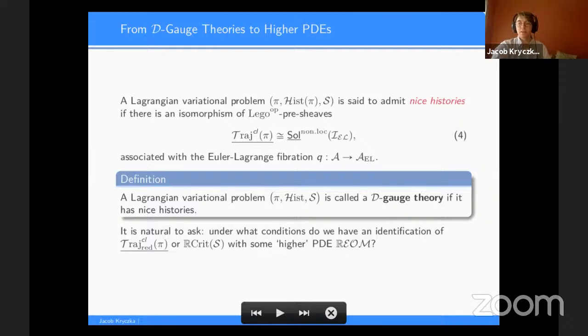So using what physicists might call a gauge theory, a very loose term thrown around, we try to make it precise. One can say that a Lagrangian variational problem, as I defined it, is called a gauge theory, or D gauge theory, if it has nice histories. So what does this mean? It means that the space of classical trajectories identifies with the non-local solution space. Here I write it in terms of the ideal cut out by the Euler-Lagrange ideal that I'll mention in my parallel talk. But for the remainder of this plenary session, I want to move on to state my result, which is to clarify, once we pass to the derived critical locus, what happens on the PDE side of things.